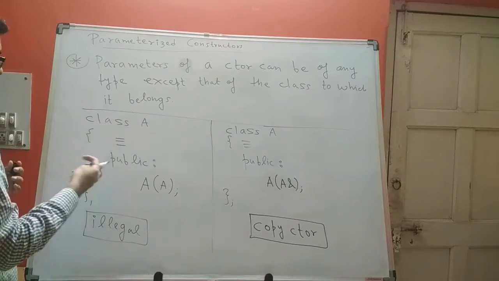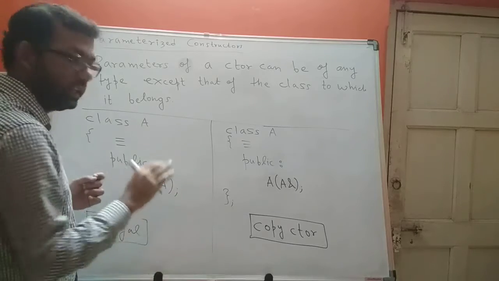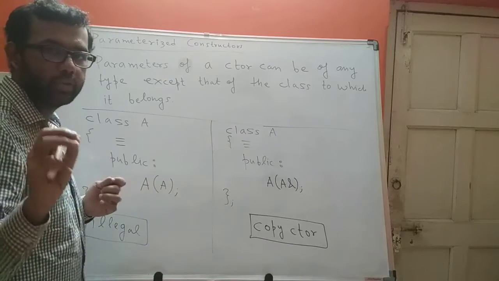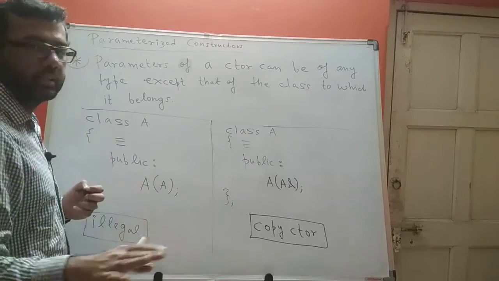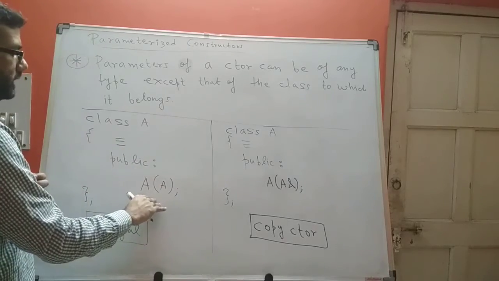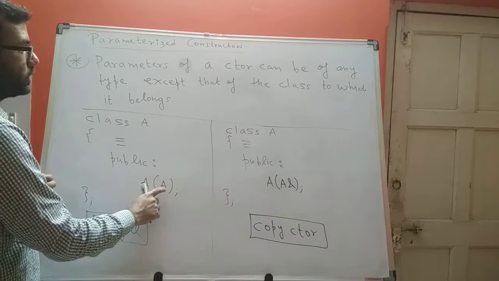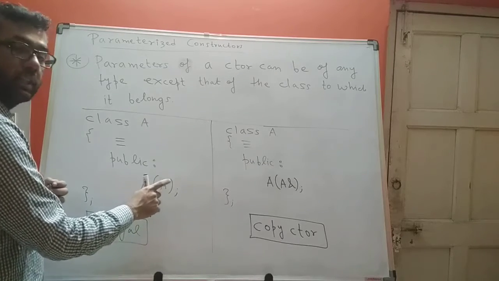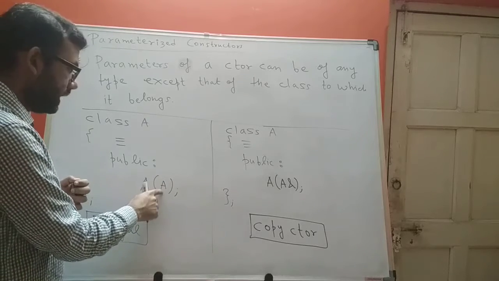Let's see this first example. I have a class called A. In the public section, I have declared a constructor. I have only declared a constructor. Only through the declaration you can understand this point. The definition is not required. The declaration is enough. So from the declaration you can understand that this constructor A is taking an argument which is of the type of the class itself. What is the type of the argument? The type of the argument is the class type argument.